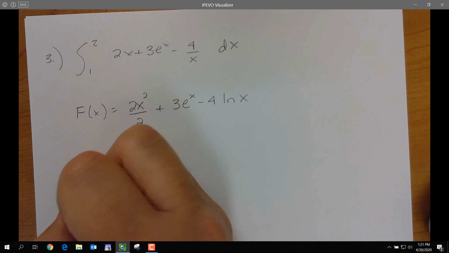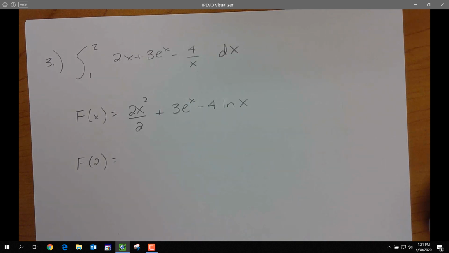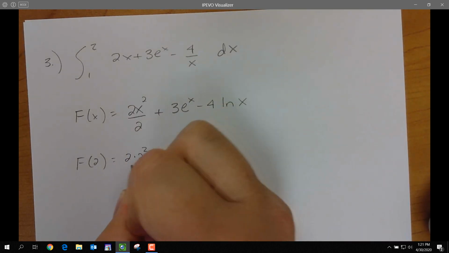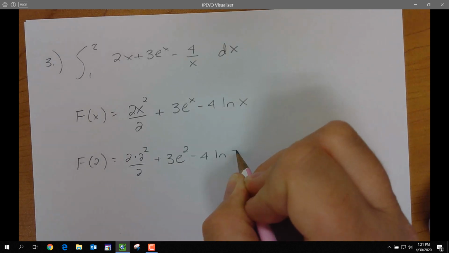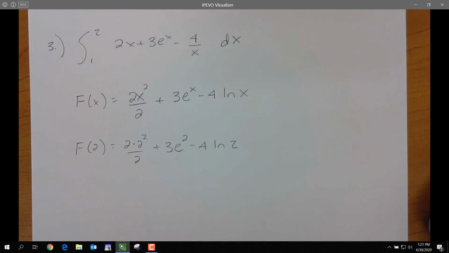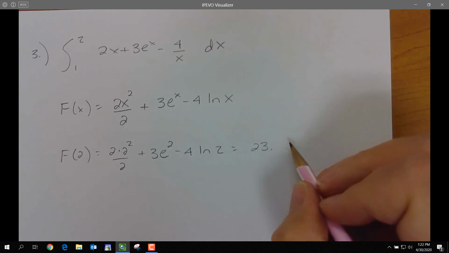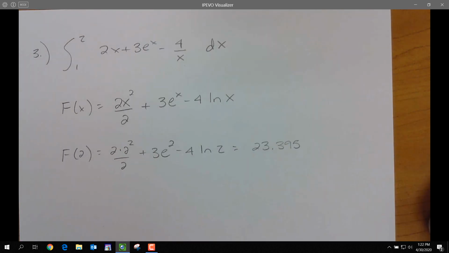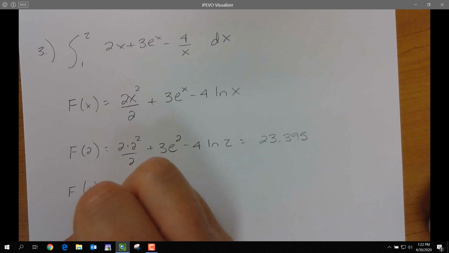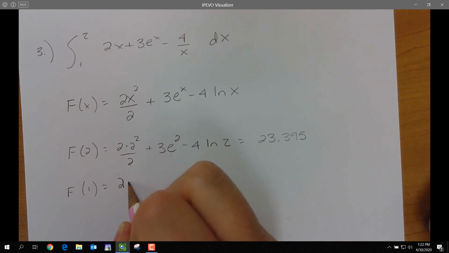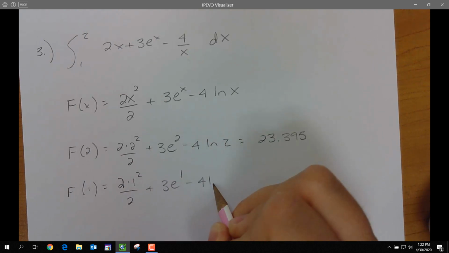So then let's put in our first value here of 2. So then we're going to put in 2 times 2 squared divided by 2 plus 3e to the 2 minus 4 natural log of 2. Definitely going to be a decimal. Definitely need your calculator. So plug that into your calculator, and I got about 23.395. Hopefully I did that right. Okay, then we have to put in that bottom number, that 1. So we would have 2 times 1 squared over 2 plus 3e to the 1 minus 4 natural log of 1.